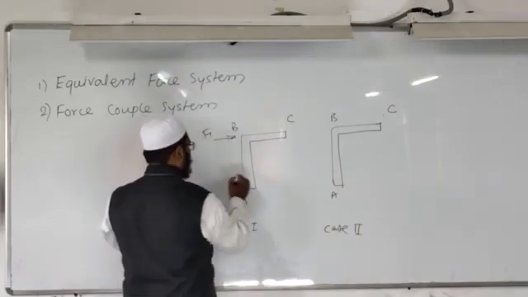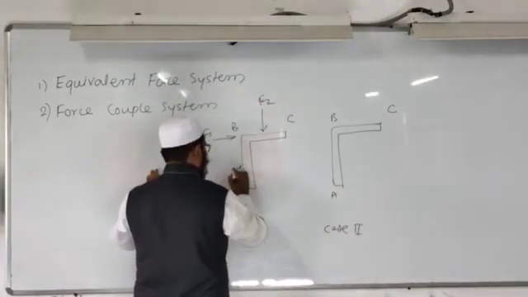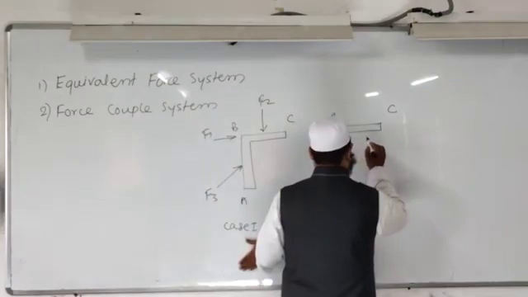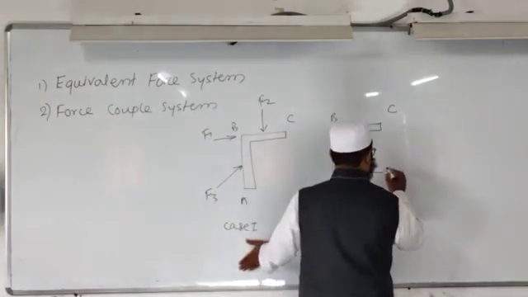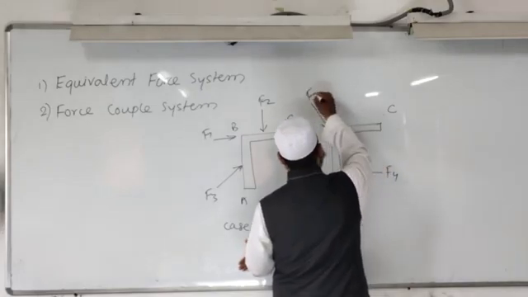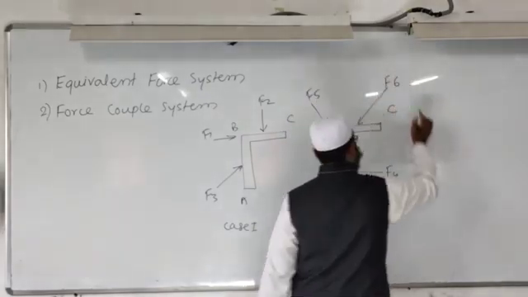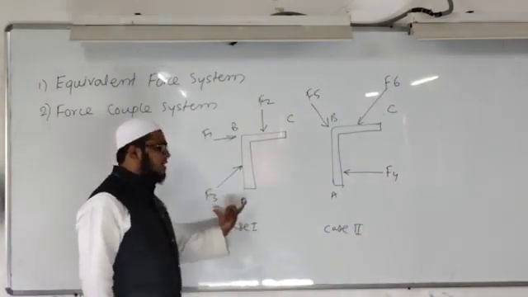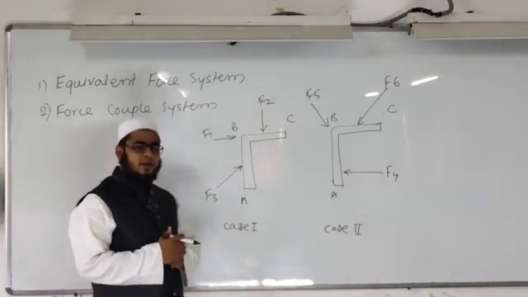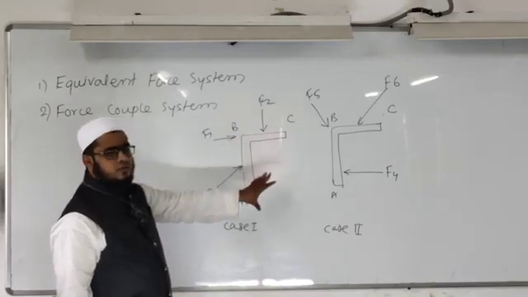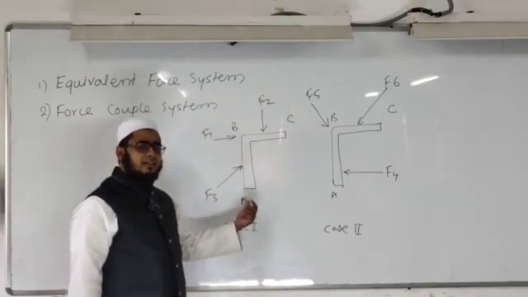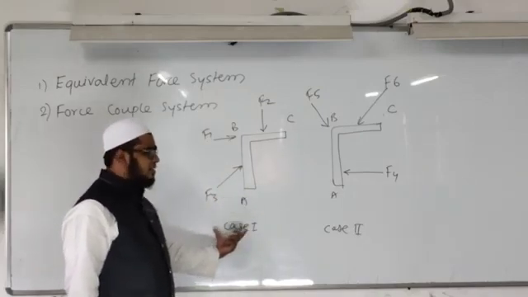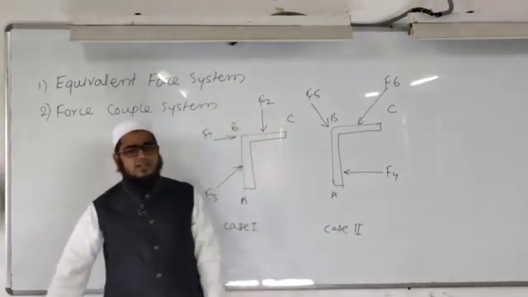Assume that forces F1, F2, F3 are acting on the bracket in the first case, and forces F4, F5, F6 are acting in the second case. Whenever an object is under two different force systems, but the effect of both force systems on the object is the same, then we will say that the force system acting in the first case is equivalent to the force system acting in the second case.